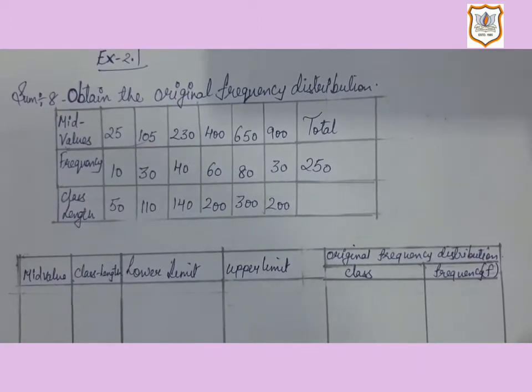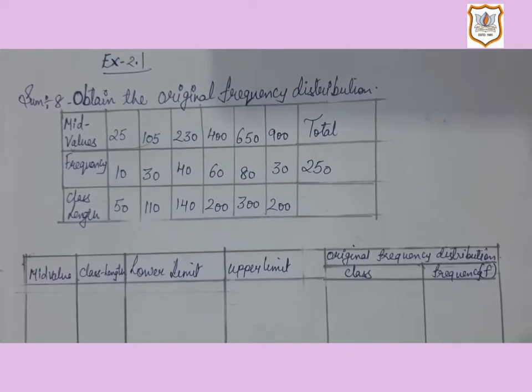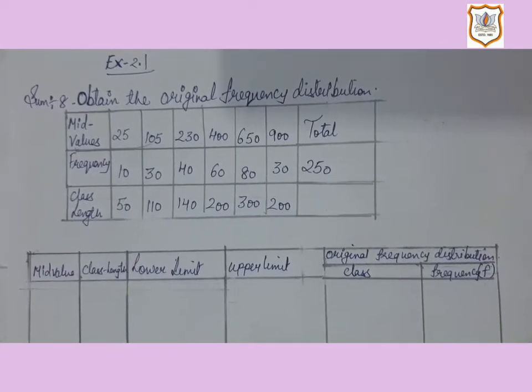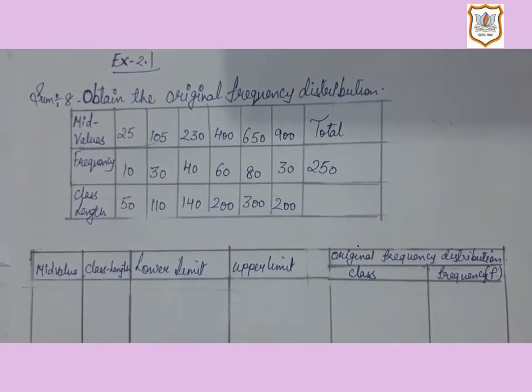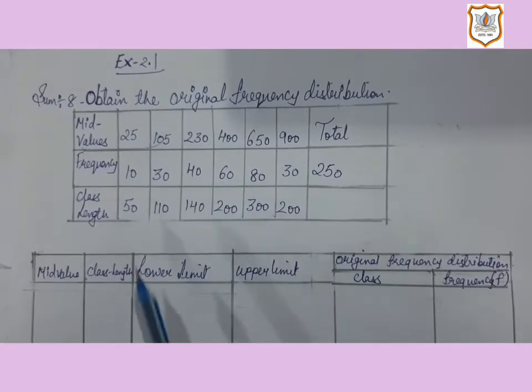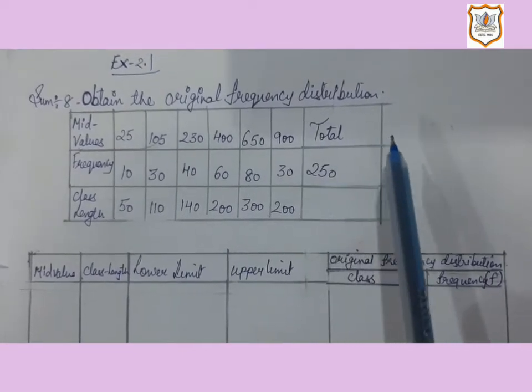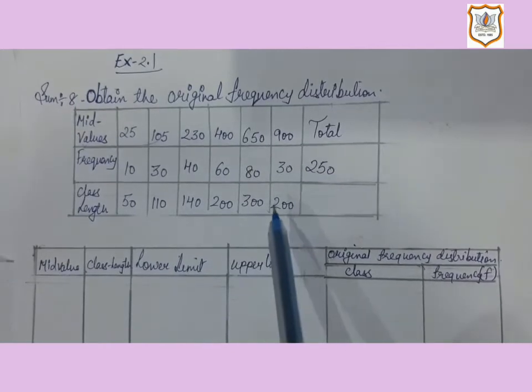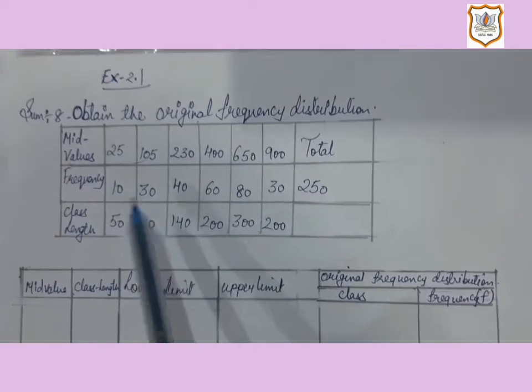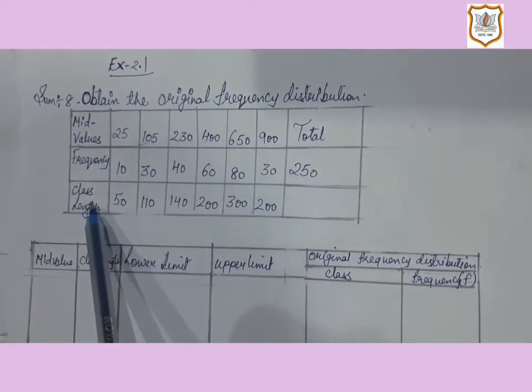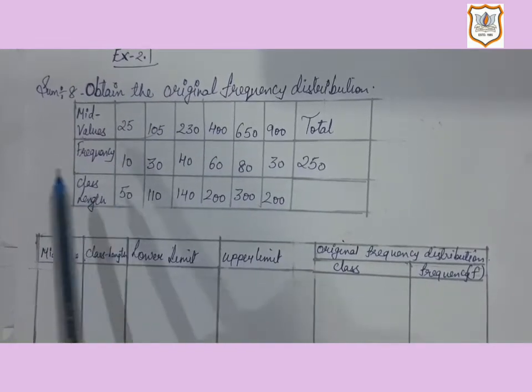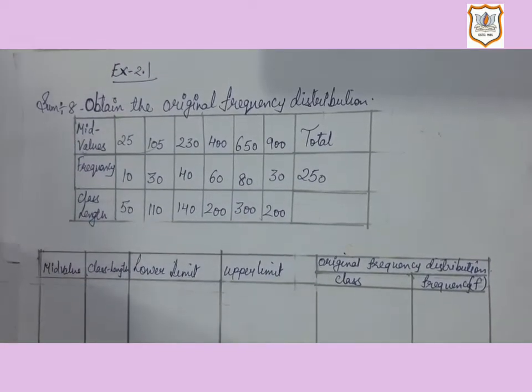In this video, we are going to begin sum number 8 of exercise 2.1 from your textbook. Let's read the question. Obtain the original frequency distribution. Now in the question you can see that mid-values and class length is given. We will find the lower limit and upper limit of the class.